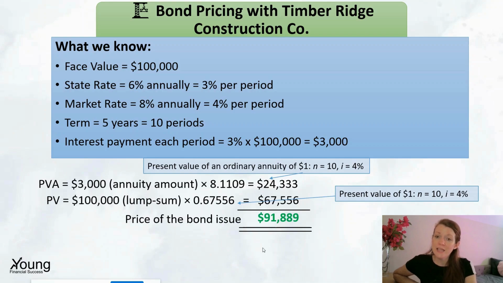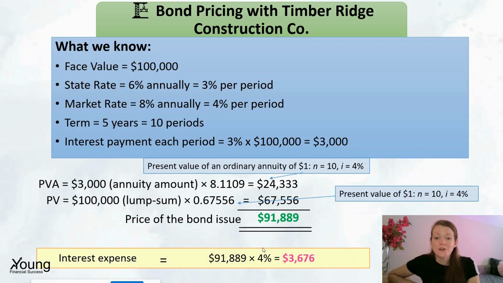But they had to discount them because they're not offering as much interest as other companies are. Now, if they were offering higher interest, they were offering 10% and the market was offering 8%, they would actually get to charge extra for that. So that's pretty awesome. That's when you sell it at a premium.